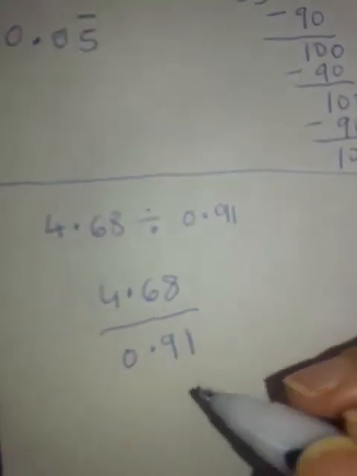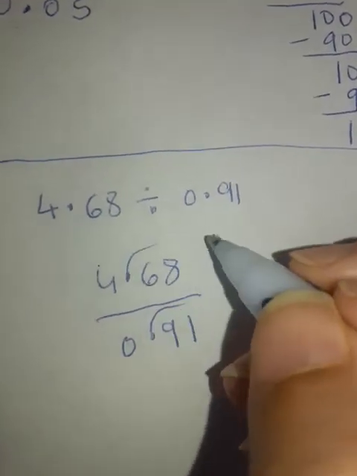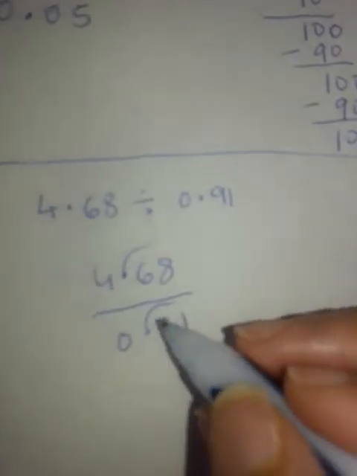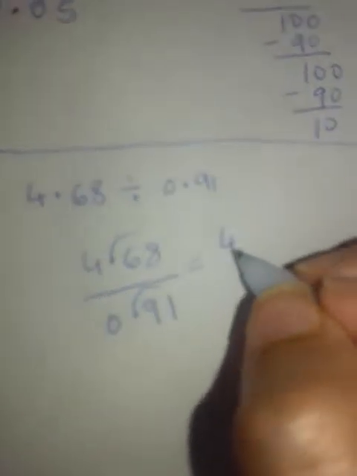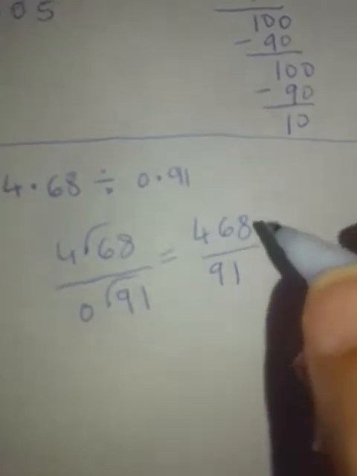I don't want a decimal place, so I'll remove it. Here there were 2 and here also there are 2. So no 0 should be added. Directly we can remove 2 from here. So this becomes 468 upon 91.